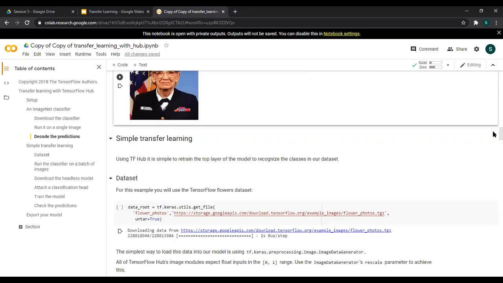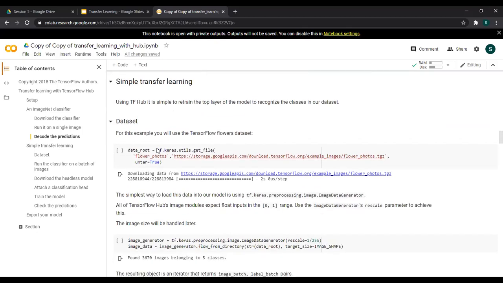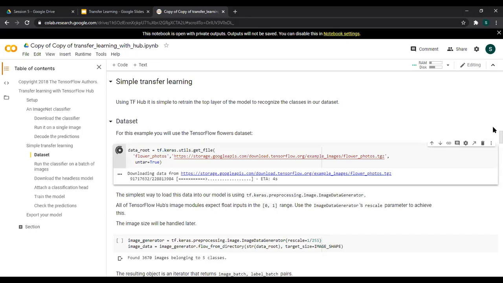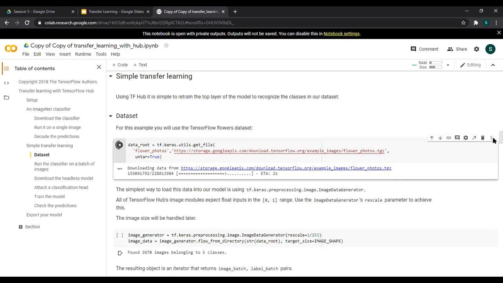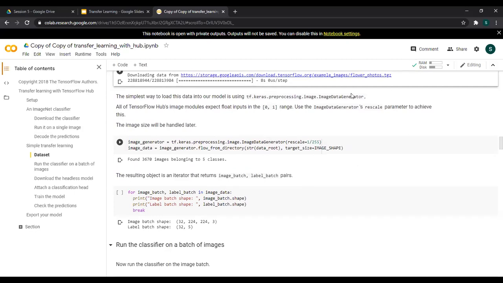So now that we've just set up everything, we can apply some simple transfer learning. For this kind of transfer learning, we're going to be using the TensorFlow Flowers data set. It's basically a data set which you can use in order to classify flowers such as daisies, roses, tulips, etc. So let's go ahead and download the data. Okay, so we downloaded the data.